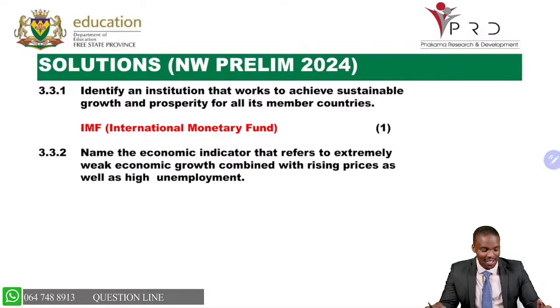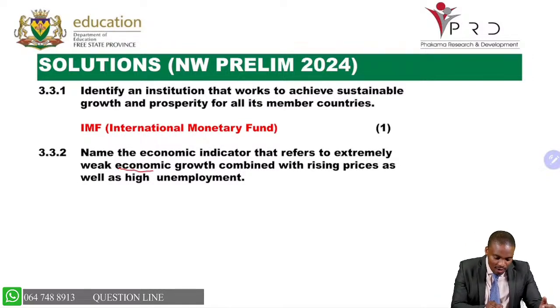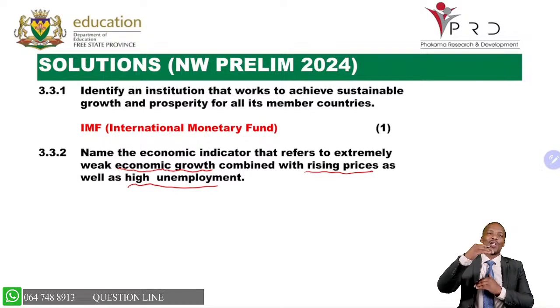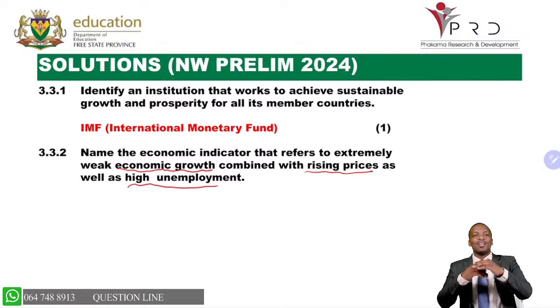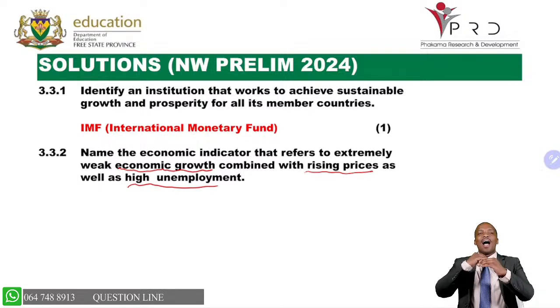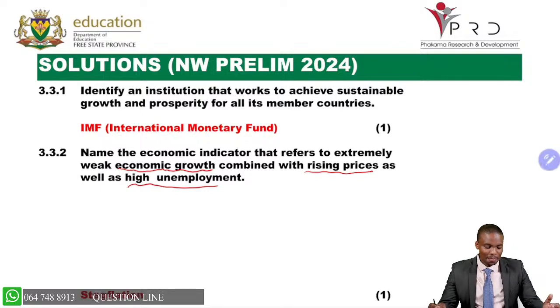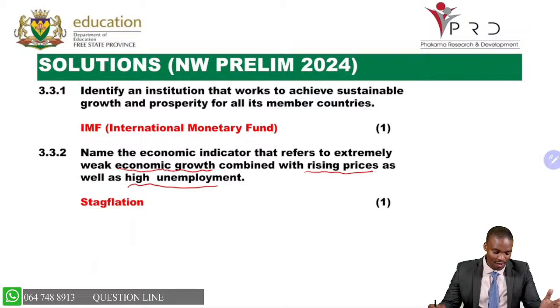Then the second one says, name the economic indicator that refers to extremely weak economic growth, coupled with increasing prices and also high unemployment. So a situation where I always say learners should look at my hand. There is low economic growth, there is high unemployment, and there's high inflation or high prices. And the answer there is stagflation. Everything is stuck or stagnant.